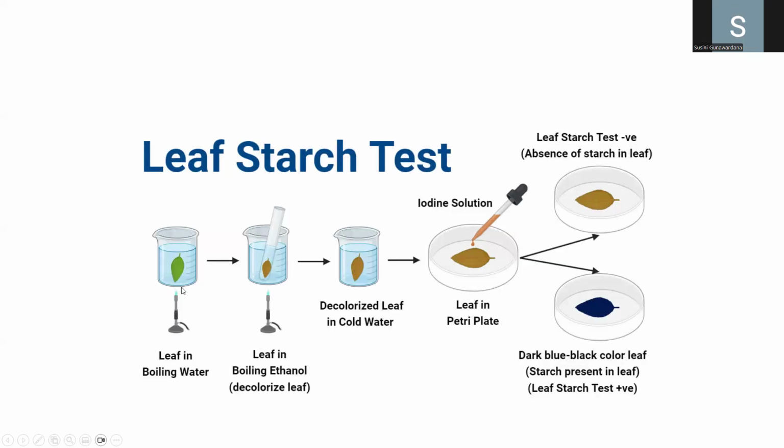So this is the way. First of all, you have to boil the leaf with water. Then you have to place it inside a boiling tube or a test tube filled with alcohol. Better to have a boiling tube, as we are boiling this one indirectly. So we can place it inside a boiling tube filled with alcohol and double boil it. At that time you can see the discoloration of the leaf.